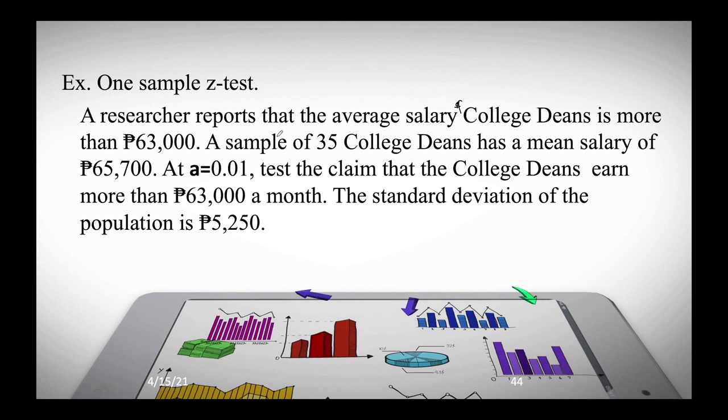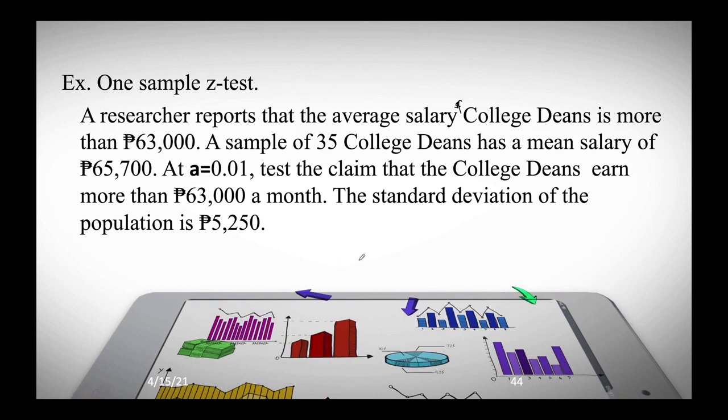So, given the other parameters here, the average salary, the standard deviation, and the alpha level, let's try to prove or disprove the claim that the college deans earn more than 63,000 a month. Okay, so first step is, of course, we should have our given. So, let's go back to the problem. First given is more than 63,000. So, average salary, 63,000. Meaning to say, this will be our mu, not x bar.